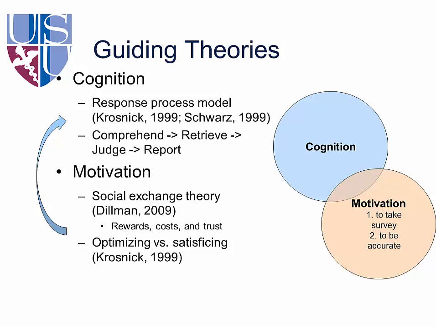Satisficing is when respondents don't fully take the time to complete your surveys and kind of go through them quickly. So we want people to optimize. We want them to go through those 4 steps of comprehension, retrieval, judgment, and reporting.